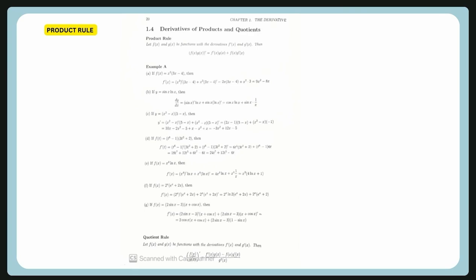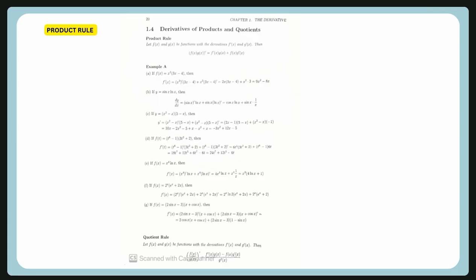So then we have the derivative of products and quotients. As I mentioned, the product rule is the one I explained to you: you take the derivative of the first function times g of x plus f of x times the derivative of the second function. So here you have an example, which is x squared times 3x minus 4. So the derivative of x squared as it is, times 3x minus 4, plus x squared times the derivative of the second part of the function.